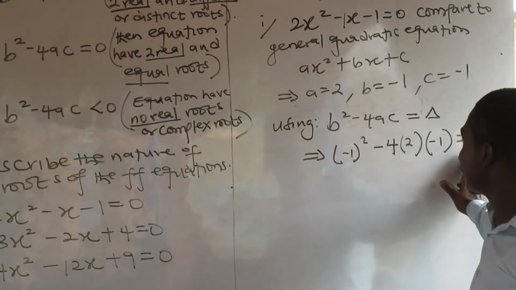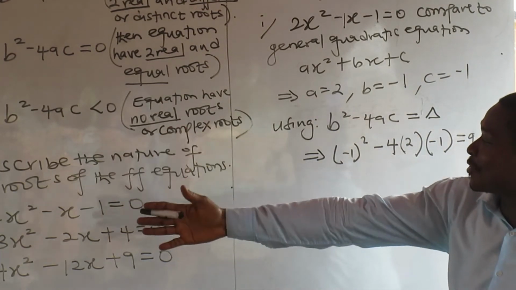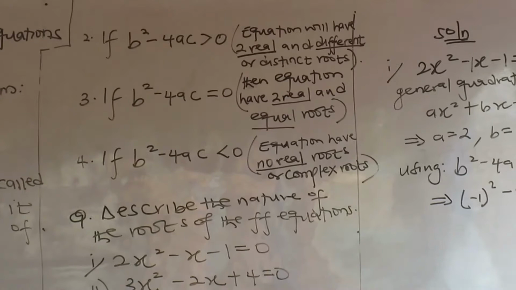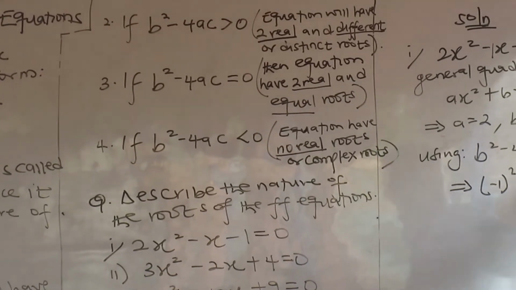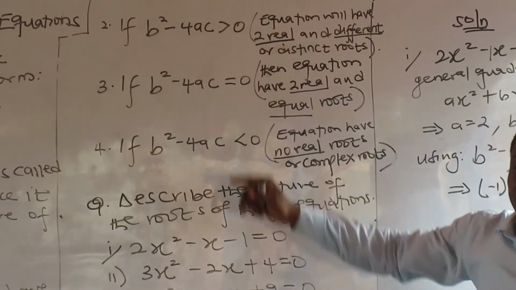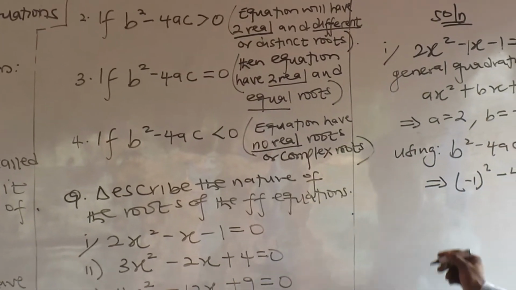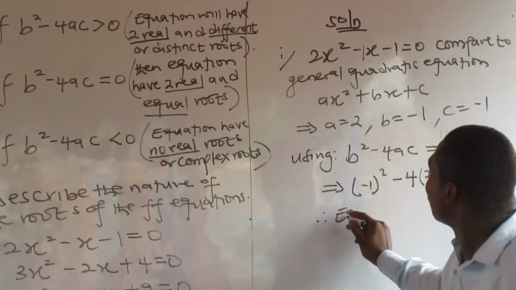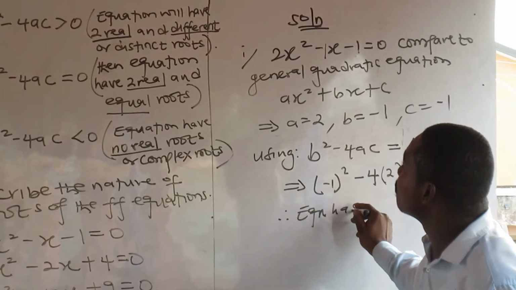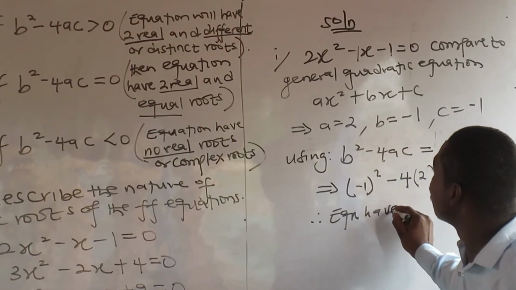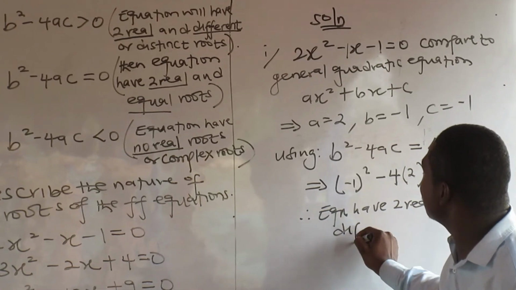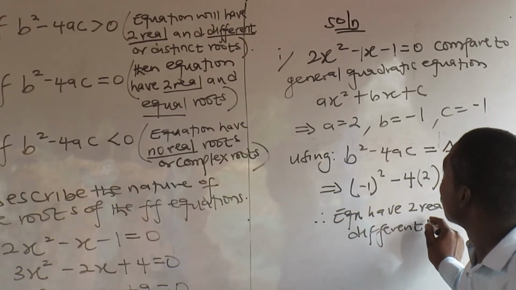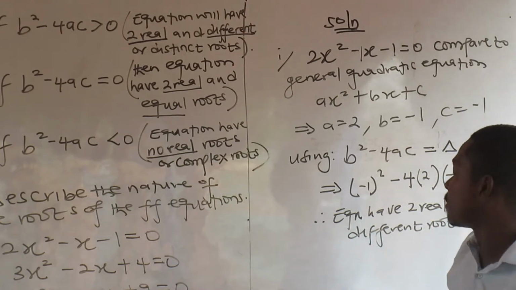Then you see this condition here, and the equation has two real and different roots. Therefore, the equation has two real and different roots. Good. That is it.